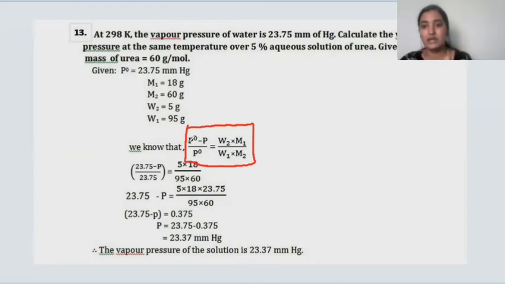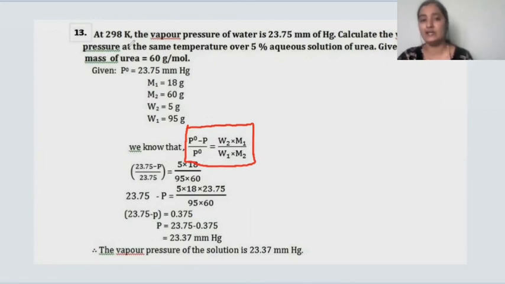Here P naught is the vapor pressure of the pure solvent. P is the vapor pressure of the solution. How will the solution be formed? After dissolving a certain amount of solute in the solvent, a solution forms, and this P represents the vapor pressure of the solution. W2 is the mass of the solute. W1 is the mass of the solvent. M1 is the molecular mass of the solvent. M2 is the molecular mass of the solute.